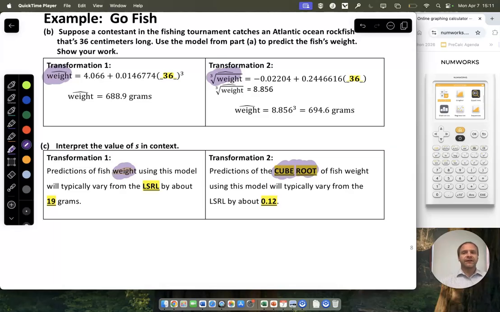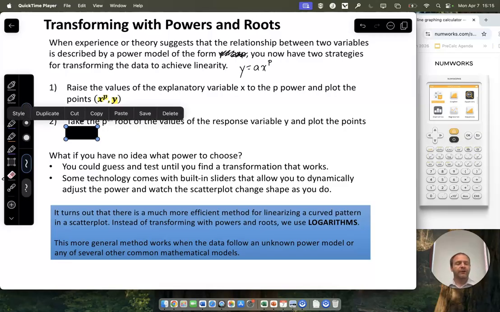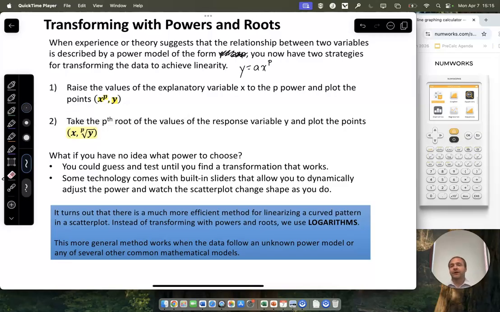All right, let's go to the next slide. All right, so we have here transform with powers and roots. Here's what we've done so far: we saw that there are relationships that may require a power model, of the form y equals a x to the p power. And we have two different strategies that we dealt with. We dealt with the idea of taking length cubed, weight, so x to the p, y, or we looked at the example of taking x, the pth root of y, or in this case length, cube root of y.